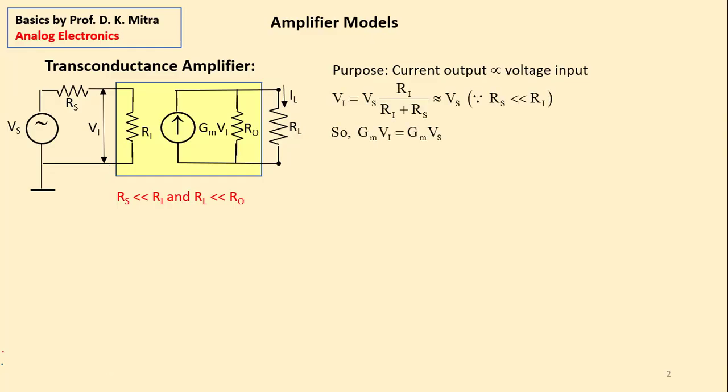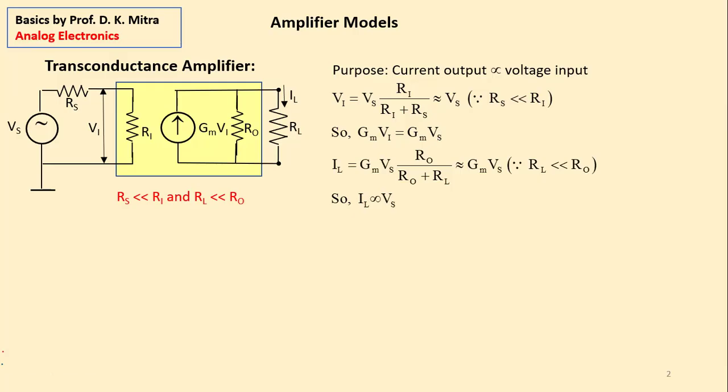And the calculation is exactly similar. What is Vi? Vi is Vs divided by Rs plus Ri, multiplied by Ri. And since Rs is very small with respect to Ri, Rs gets ignored. This becomes almost equal to Vs. So, this current source is GmVi, which is practically equal to GmVs. That is the source voltage, GmVs.